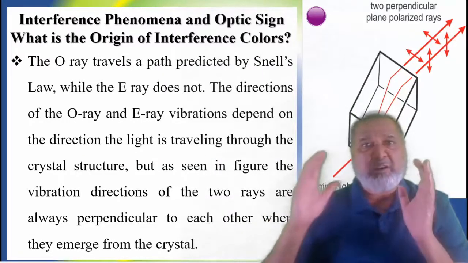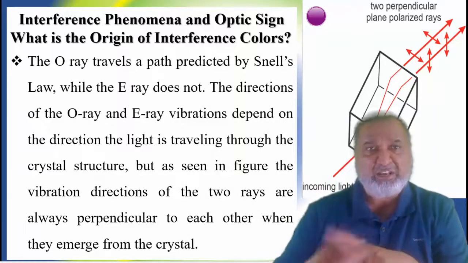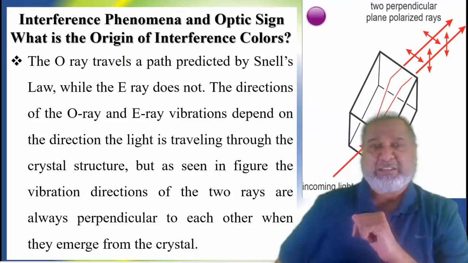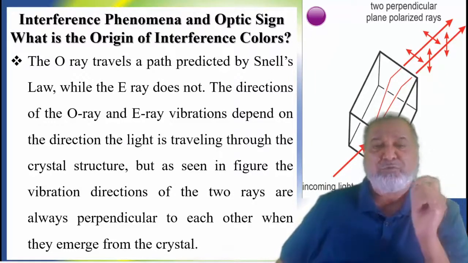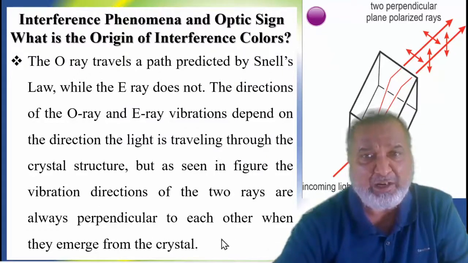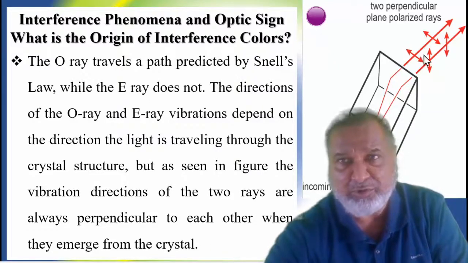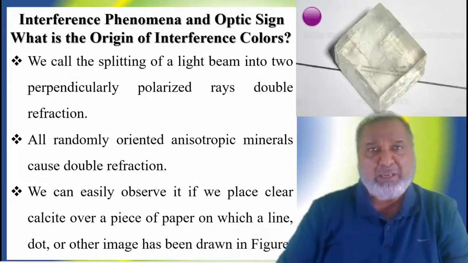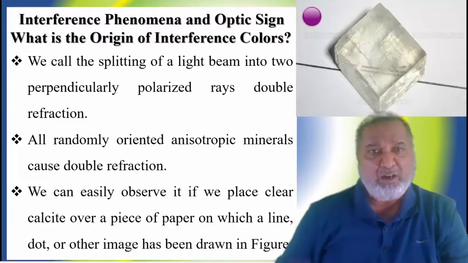The ordinary ray travel path is predicted by Snell's law, while the E ray's is not. The direction of O ray and E ray vibrations depends on the direction the light is traveling through the crystal structure. But as seen in the figure, the vibration directions of the two rays are always perpendicular to each other when they emerge from the crystal. One is horizontal, one is vertical. We call the splitting of a light beam into two perpendicularly polarized rays double refraction. All randomly oriented anisotropic minerals cause double refraction.